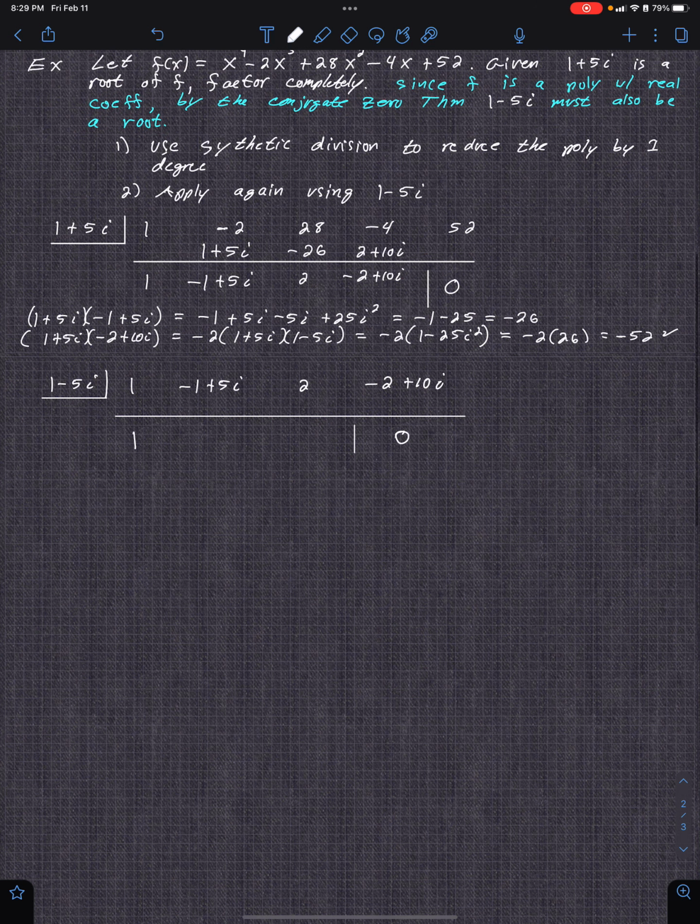So bring down the 1, multiply, which is 1 minus 5i. Add, get 0, multiply 0, put in a 0, multiply, and you get a 2 minus 10i. That one's a little easier, huh? And you add and get 0. Okay, so now this ends up being x squared plus 2. All right, and so for this one, what you use is the square root property.